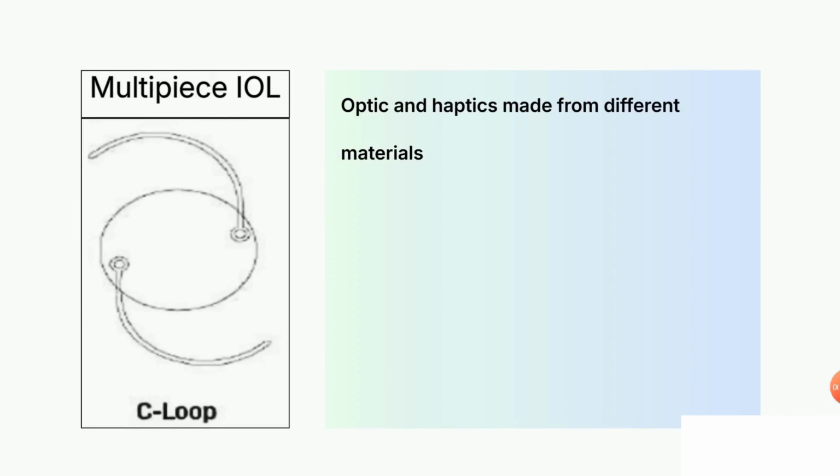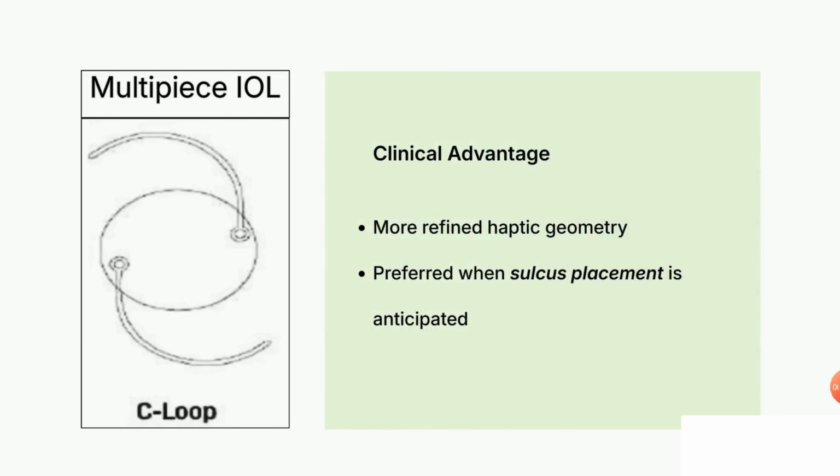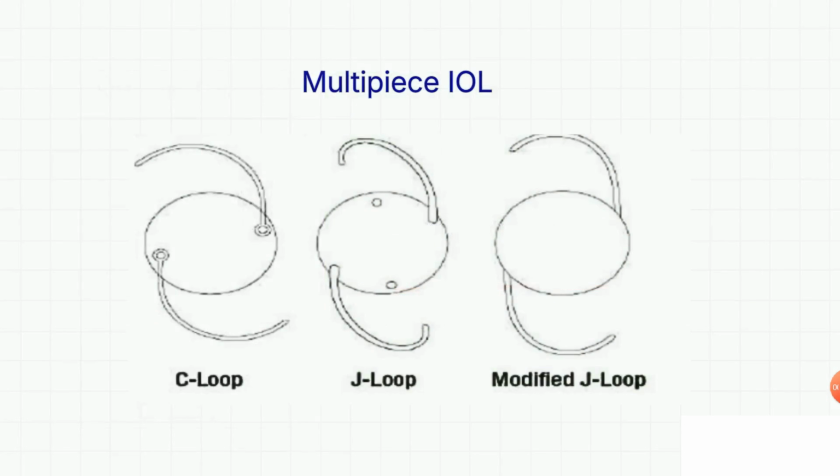Next, we have the multi-piece open-loop IOLs. In a multi-piece IOL, the optics and the haptics are made from different materials and then assembled together. The optic is commonly acrylic or silicone, while the haptics are commonly made of PMMA, PVDF, polyamide, elastomide, or polypropylene. Now, these lenses allow more refined haptic architecture and are particularly useful when sulcus placement is anticipated. Based on the loop design, multi-piece IOLs can be classified into a C-loop, a J-loop, and a modified J-loop.